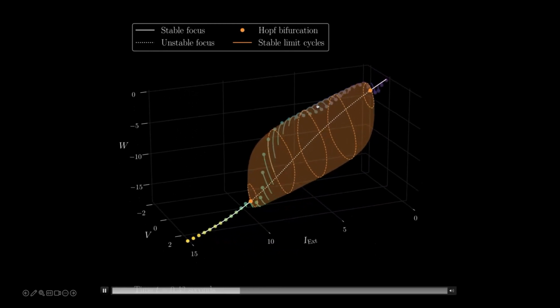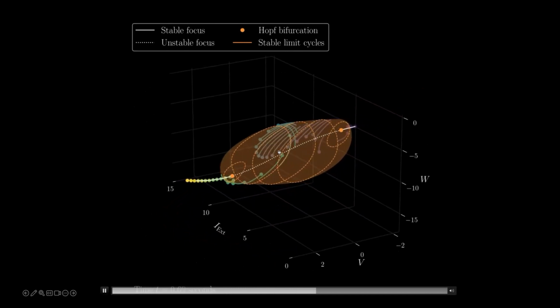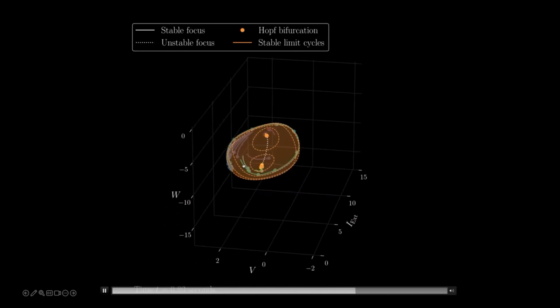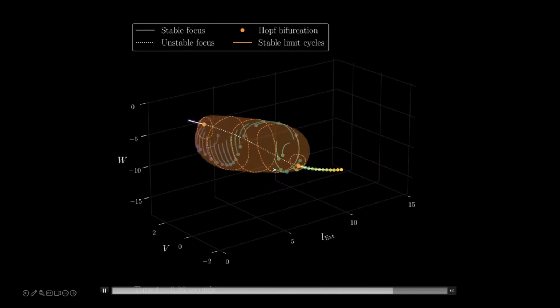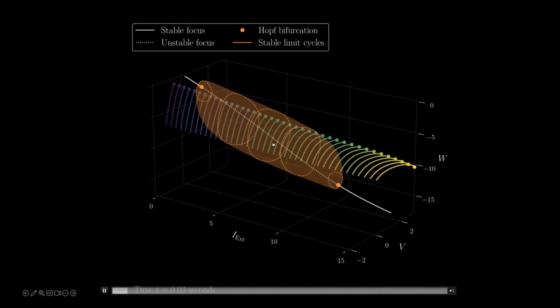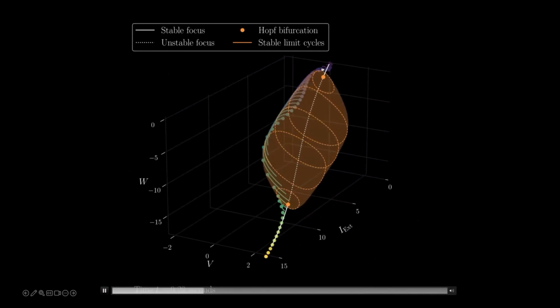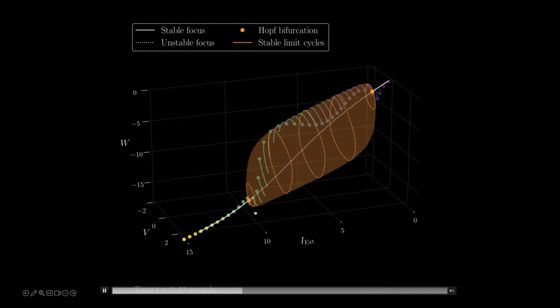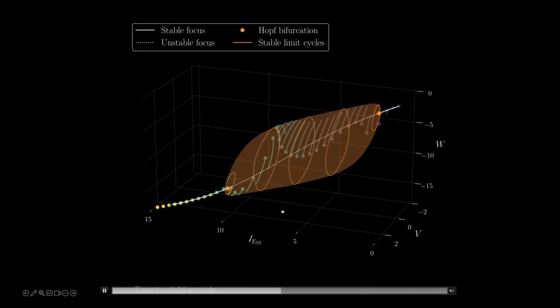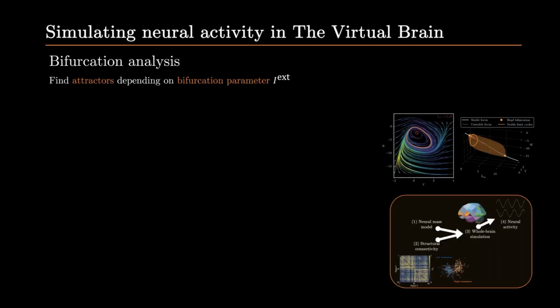All right. And we can also see that there's some slow recovery ongoing because the trajectories which are oscillating have a part where they move very fast and a part where they move very slow. And you can also see that the frequency of the oscillations is different depending on the parameter. And when there's no limit cycle, the nodes simply approach the fixed point, this white line here. So this is how to read these 3D bifurcation diagrams. Okay. So this is bifurcation analysis. We find the attractors of the model depending on the bifurcation parameter, which usually is the external current.